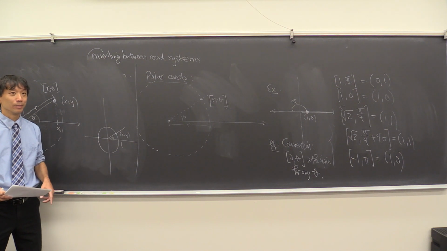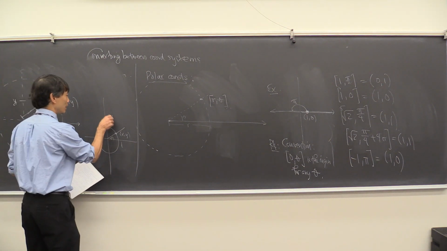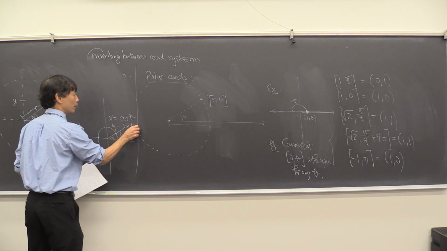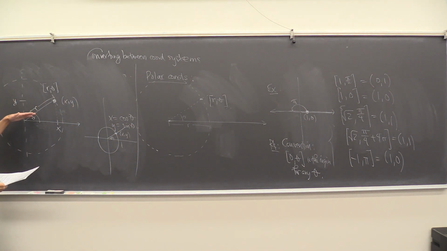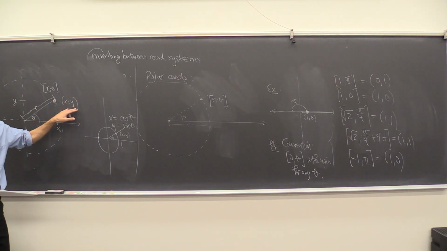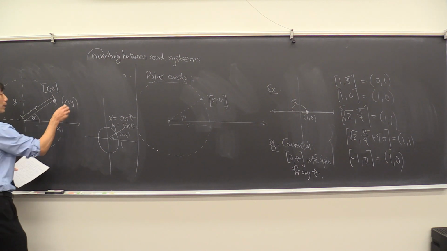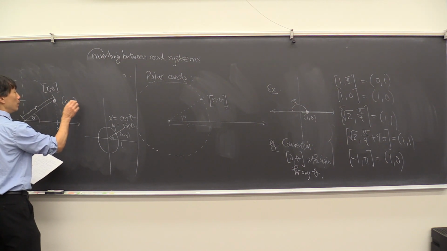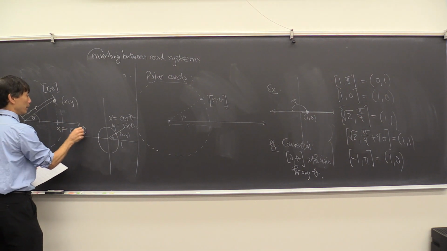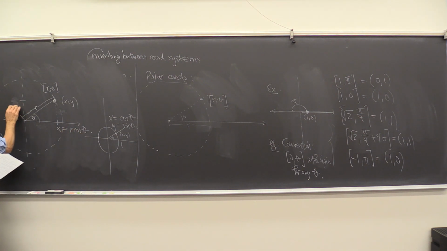Yes, Dawn? Would it be cosine sine? Cosine sine, right? X is going to be cosine theta, and y is going to be sine theta. And if we're on a circle of radius r, then that just changes to r cosine theta, r sine theta. Okay, things just get scaled. So this point here, x is actually going to be r cosine theta, and y is going to be r sine theta.